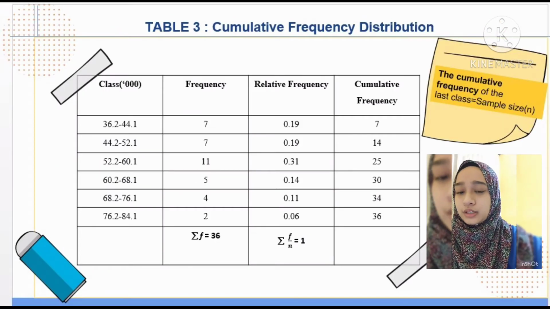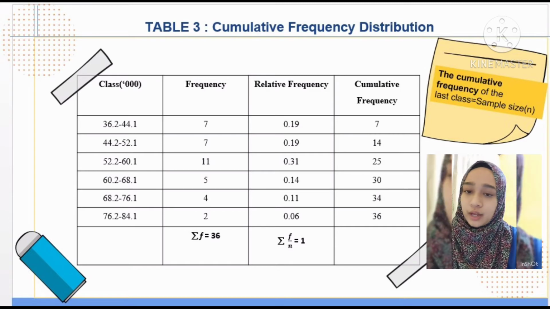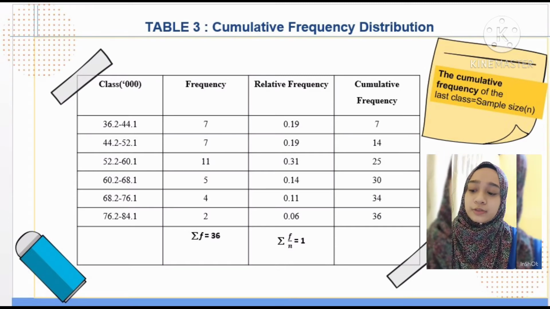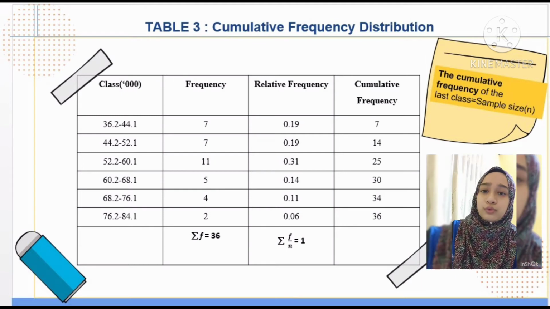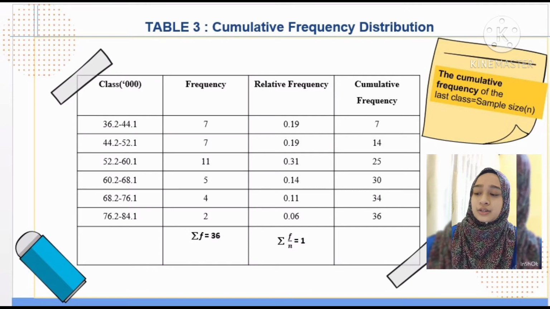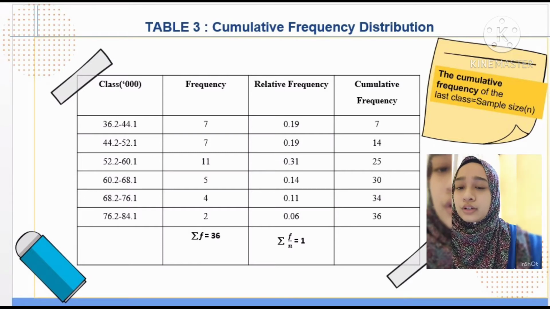Last one, the cumulative frequency distribution. The cumulative frequency of the last class equals the sample size n. We need to do three tables, which are class frequency, relative frequency, and cumulative frequency. So I give the step for sample 1, which is 36.2 until 44.1. The frequency is 7. The relative frequency equals 0.19.